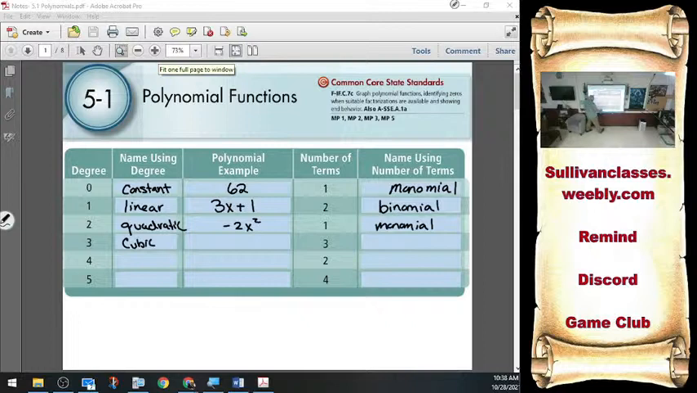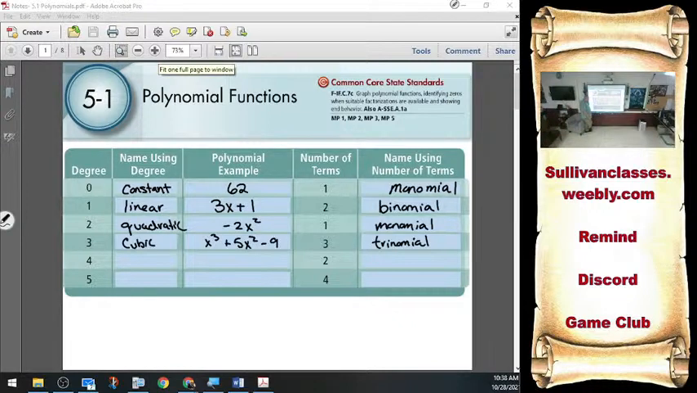Three terms is trinomial. Okay, so that'd be like x cubed plus 5x squared minus 9. Three terms. I'm just making stuff up. Okay. So x cubed plus 5x squared minus 9, I would call it a cubic trinomial. Cubic means degree 3, trinomial means three terms.